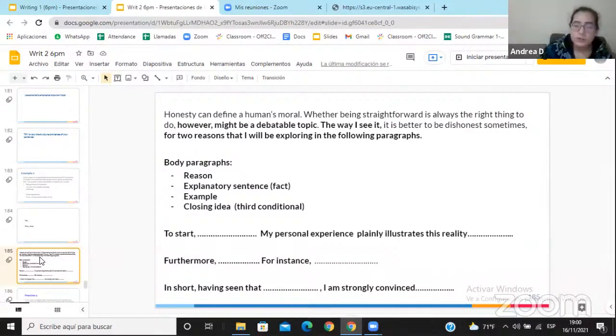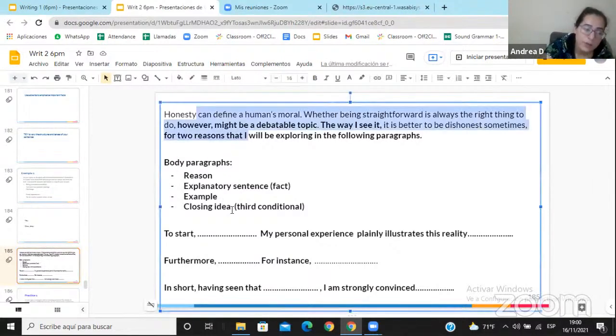Honestly, no. In the intro, you're not explaining anything yet. In the intro, you're basically answering the question and saying that you will explain it later, but you're not explaining anything in the introduction yet. Now here you will explain. What I mean with explanatory sentence is basically explaining why or how something happens.